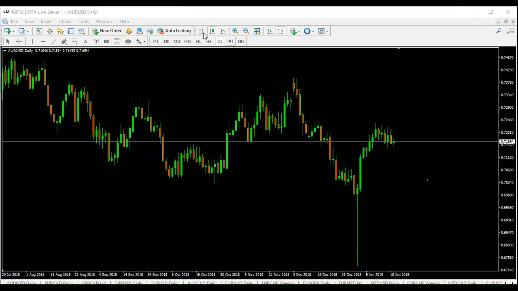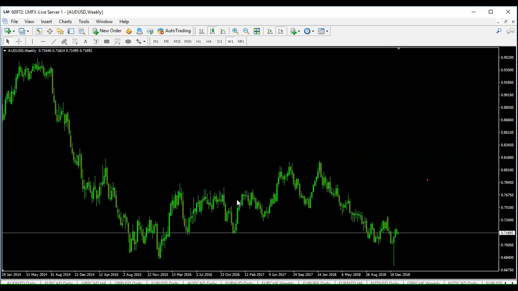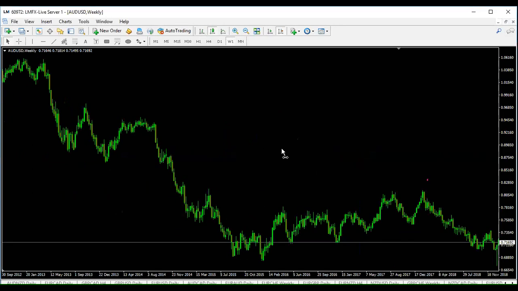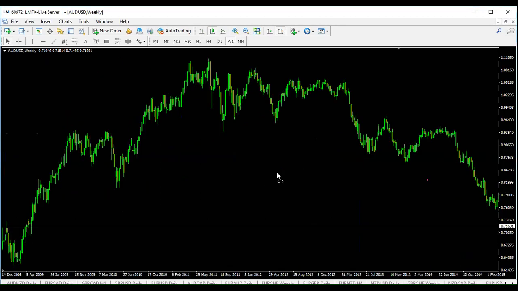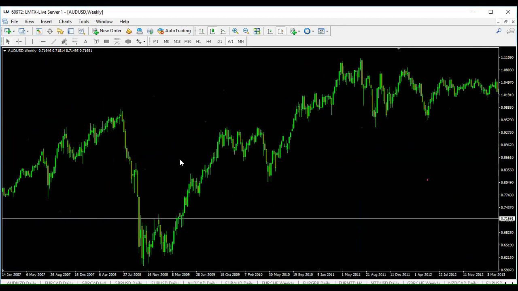So let's go to the weekly. This is how I always start, guys. I go to the weekly chart, and what I'm looking for, let's see if I can find one in the past to show you. Bear with me.